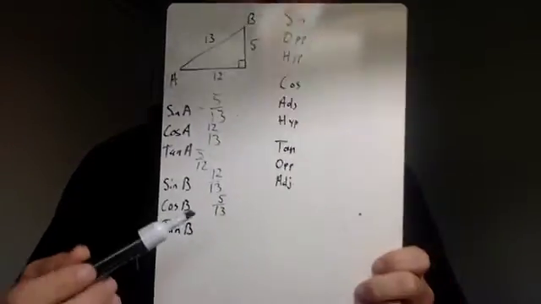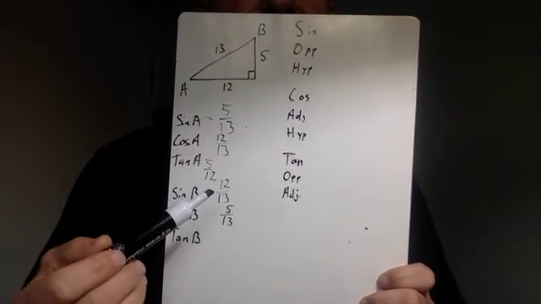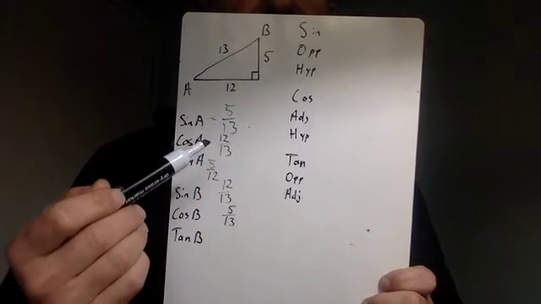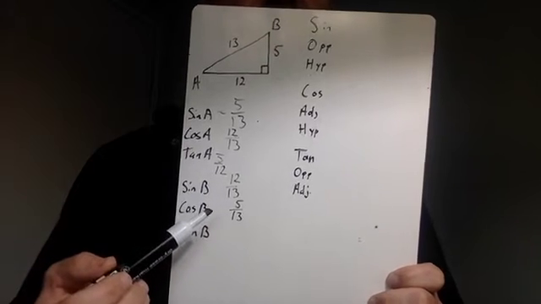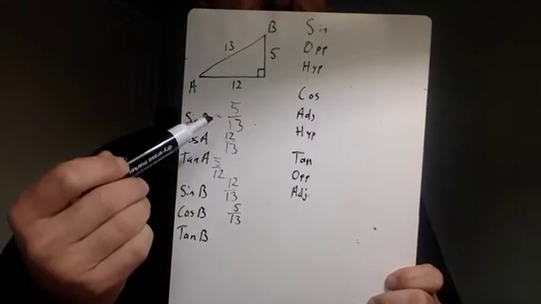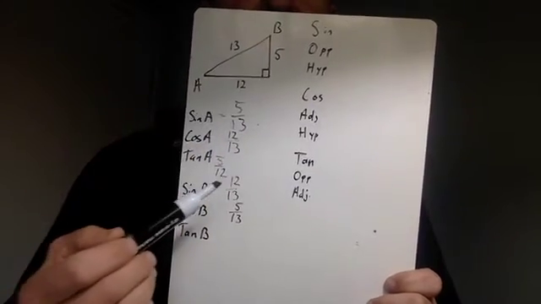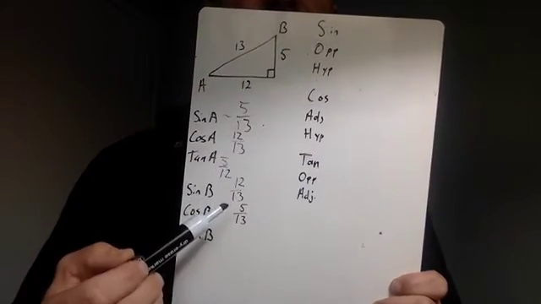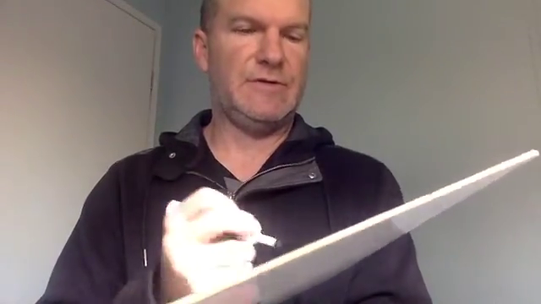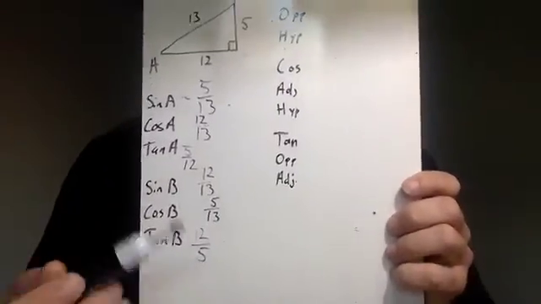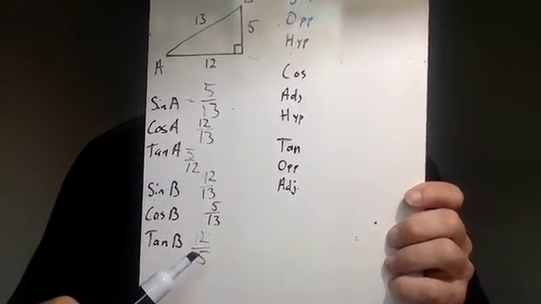So this is what I was talking about, the pattern. 12 over 13, sine of B, is the same as cosine of A. 5 over 13, cosine of B, is the same as sine of A. And then tangent of B, the opposite. We already figured the opposite was 12. The adjacent was 5, so it's 12 over 5. And that is the reciprocal of the tangent of A. 5 over 12, 12 over 5. All right, there's your Sohcahtoa review.